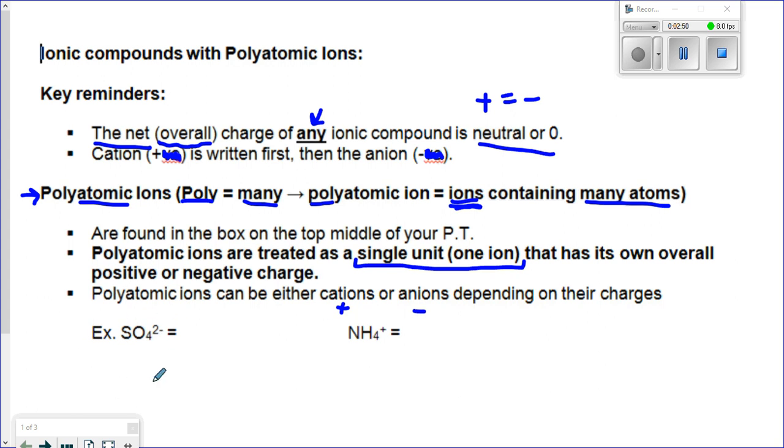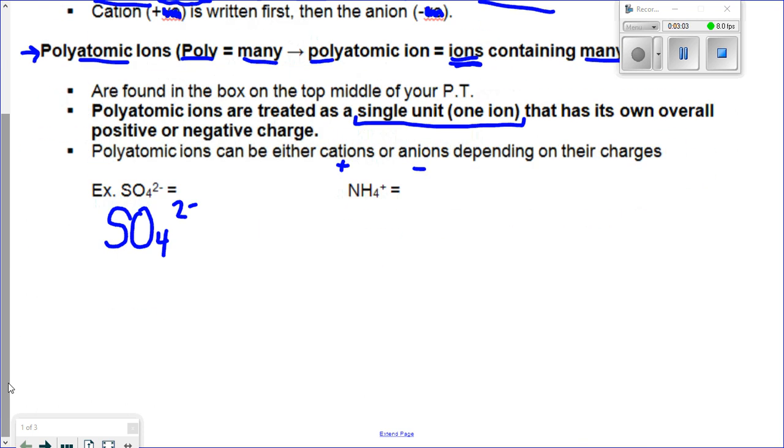Looking in the polyatomic ions table, you see somewhere it says SO4 with a 2 minus. What that's saying is it's made up of many atoms: 1 sulfur and 4 oxygen, and it has an overall net charge of 2 minus. But these stick together, they travel together. This is all one thing that sticks together, and it has an overall net charge of 2 negative.